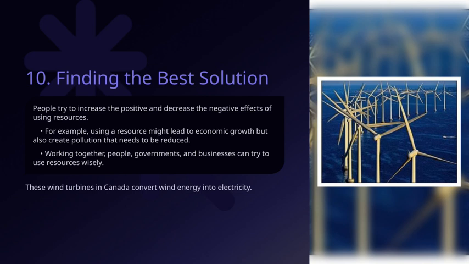For instance, on this slide, you see wind turbines in Canada. These turbines are a great example. They convert wind energy into electricity, providing a clean and renewable energy source. This shows how innovative solutions can help us meet our energy needs while reducing environmental harm. Overall, finding the best solution means balancing economic and environmental interests, and collaboration is key to achieving that balance.